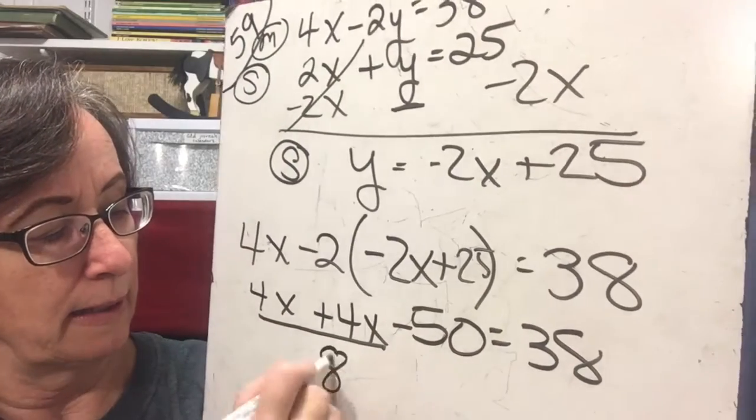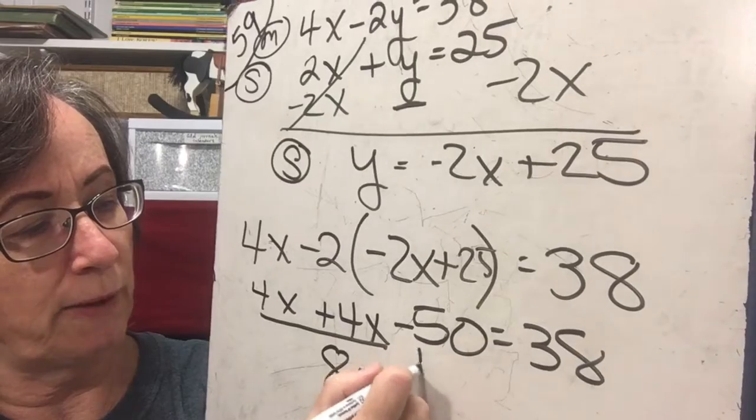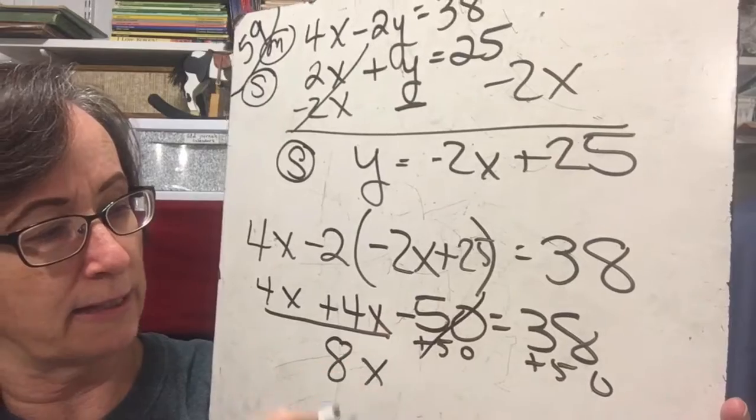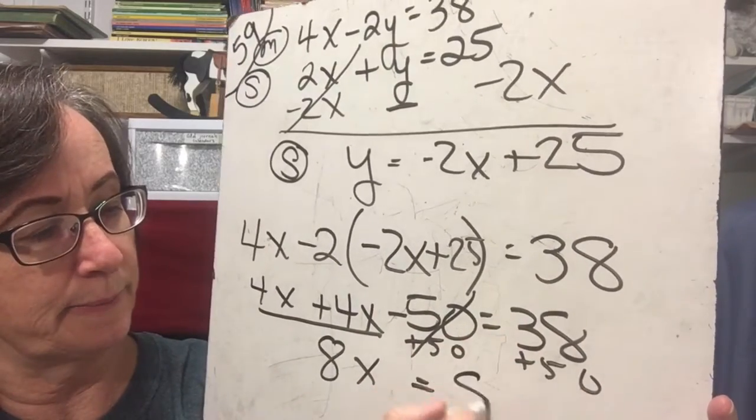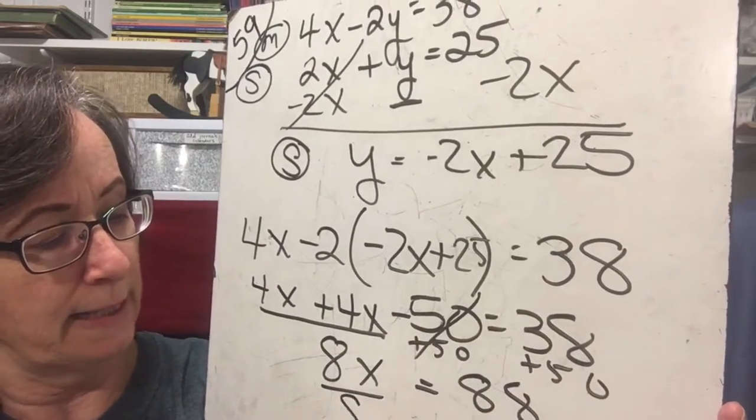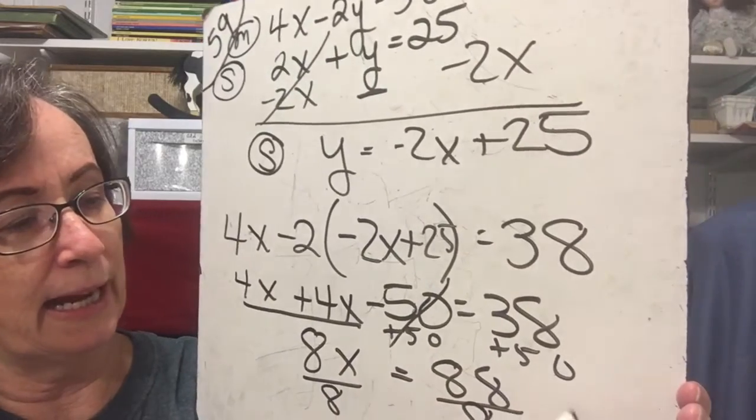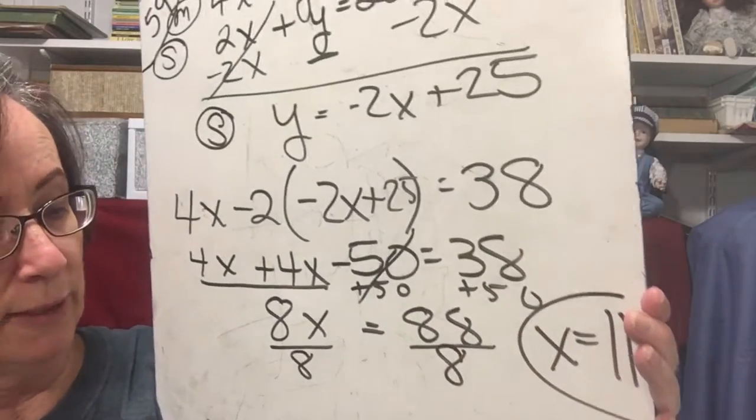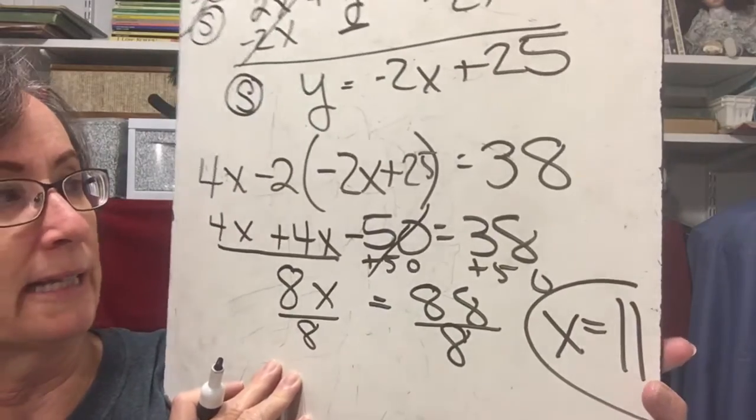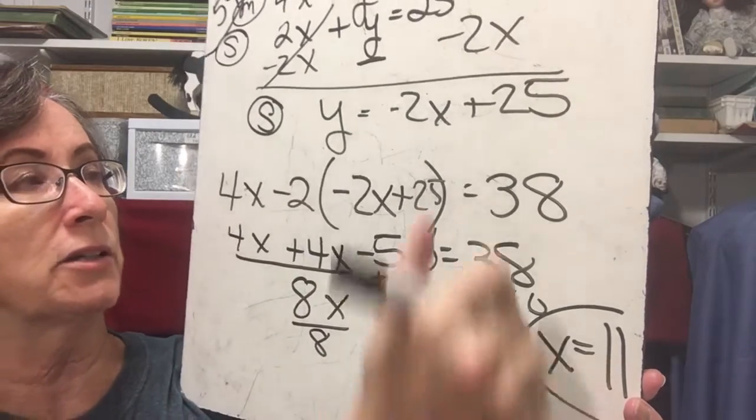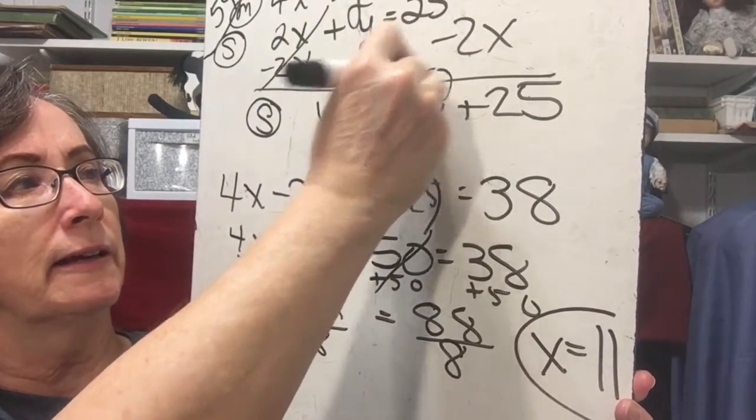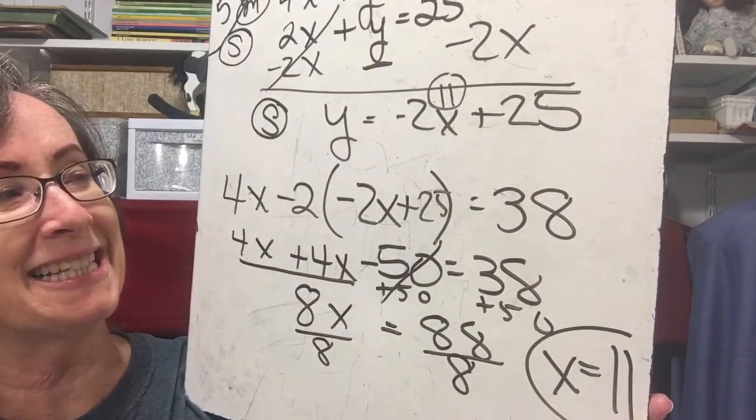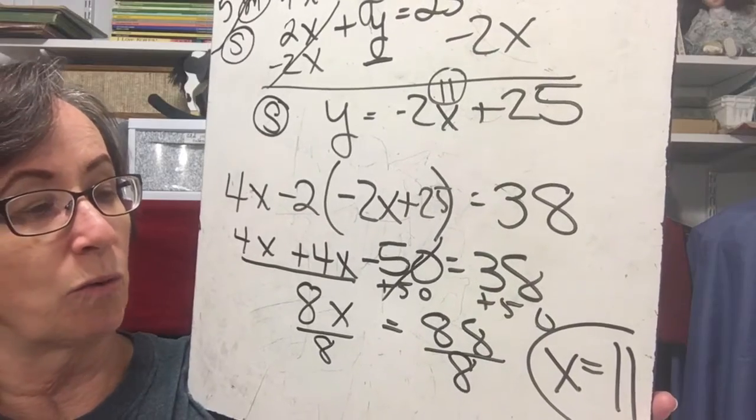8x minus 50. What if I just go ahead and add 50 and add 50 over here? So this cancels, and I get 88. Divide by 8, divide by 8, and I get x equals 11. Okay, x equals 11. So now that I know that x equals 11, I'm going to go back into my sub-equation. X is 11. Y is negative 22 plus 25. So y is 3.